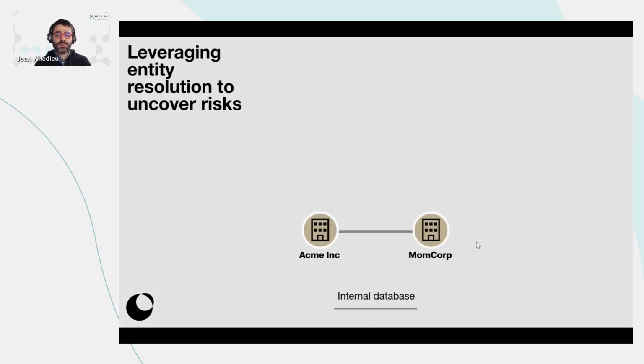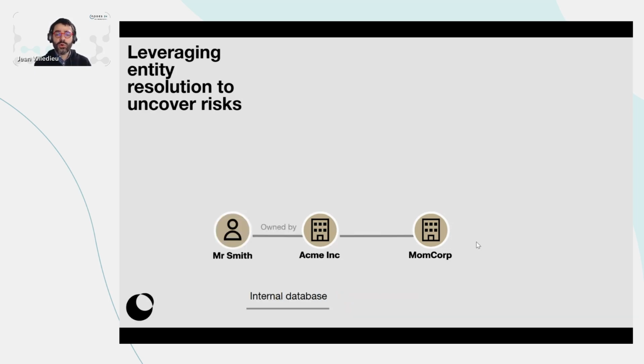I want to illustrate all of these concepts now using a simple example. So we are going to be leveraging entity resolution to uncover some risks. Here we have two companies, Mom Corp and Acme Inc. And they're controlled by Mr. Smith. I can get all of this information using my internal data. But maybe I'm able to use entity resolution to figure out that Mr. Smith in gray is connected to the Mr. Smith in blue because it's the same entity.